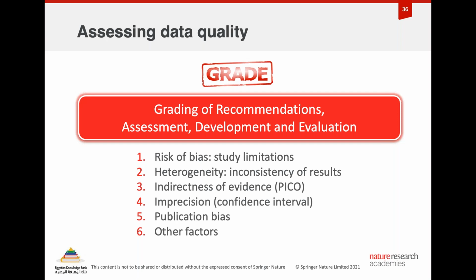and Evaluation. And within GRADE, there are 6 key dimensions, and you can go to GRADE to get that information online. It helps to identify potential risk of biases, heterogeneity in terms of the results that are being presented, the indirectness of the evidence, so how well do they follow the population, intervention, comparison and outcome, imprecision related to the confidence intervals that are being presented, any potential publication biases, and other factors related to grading the quality of evidence in the systematic review.